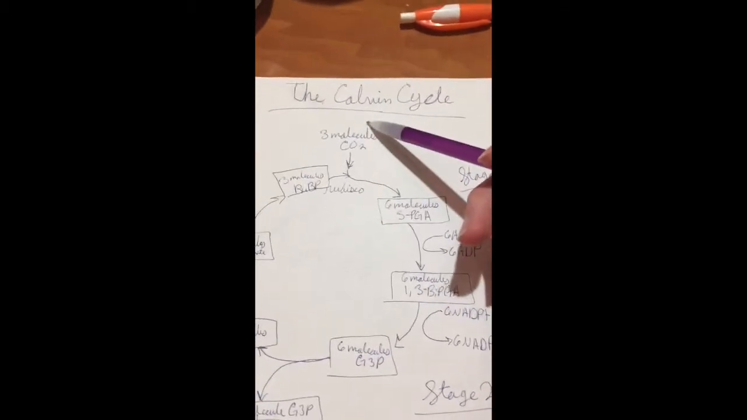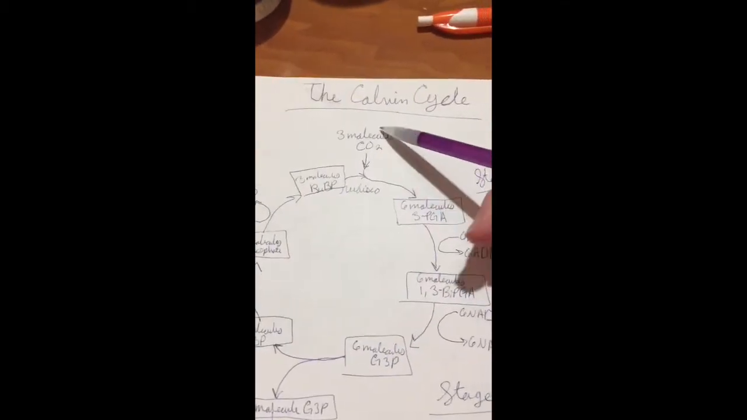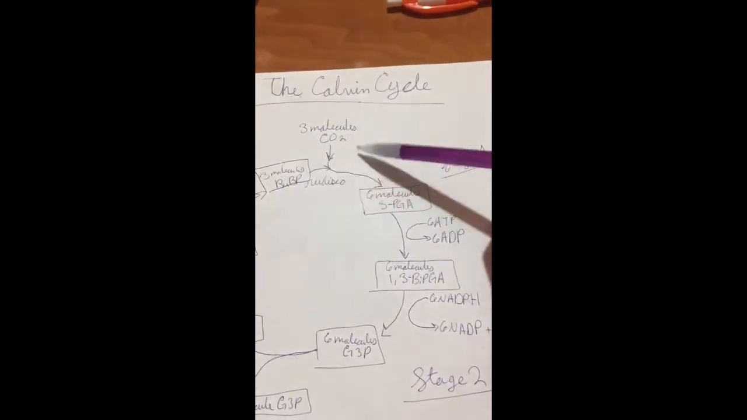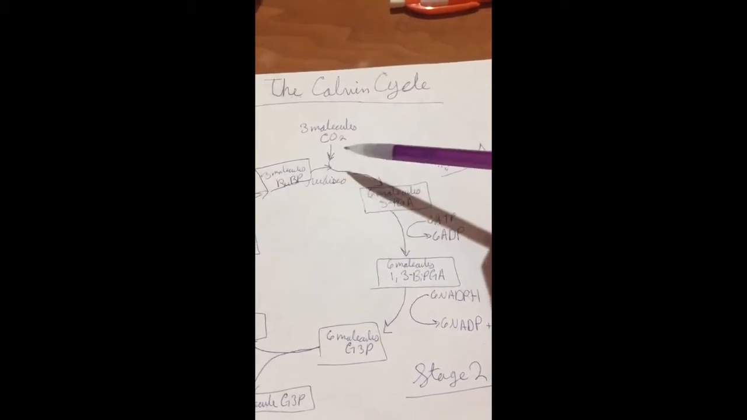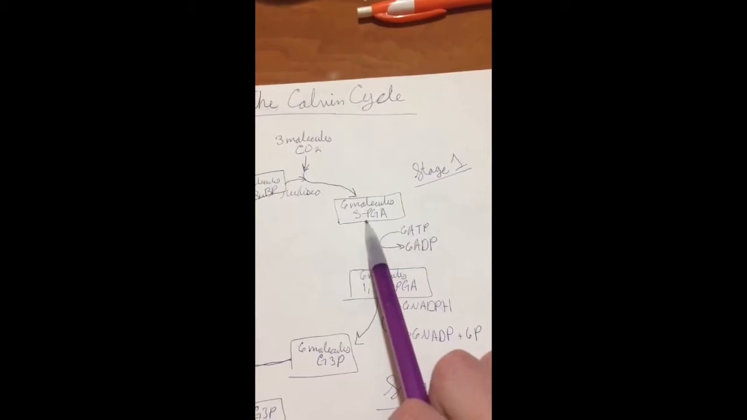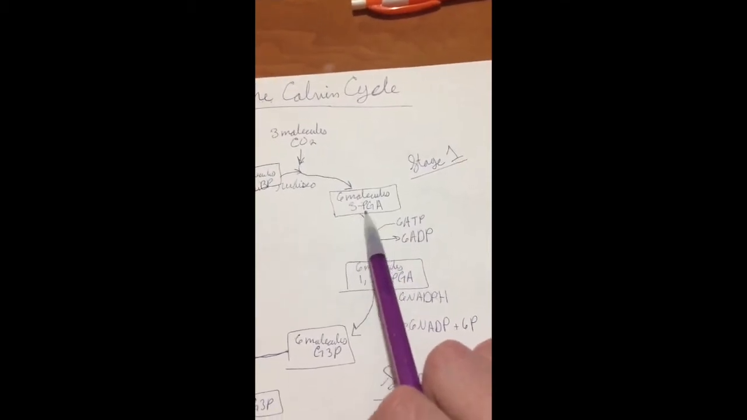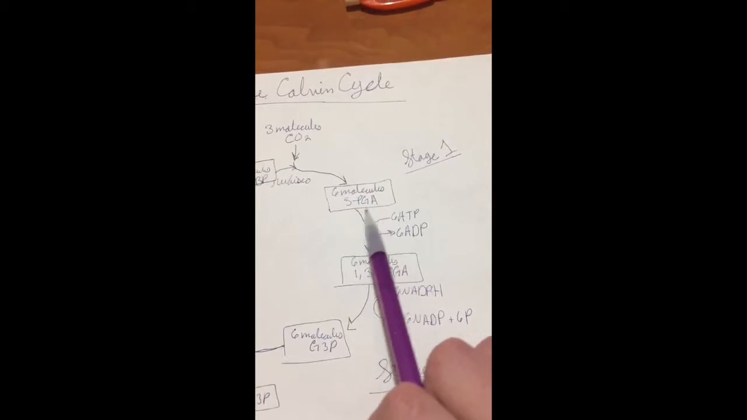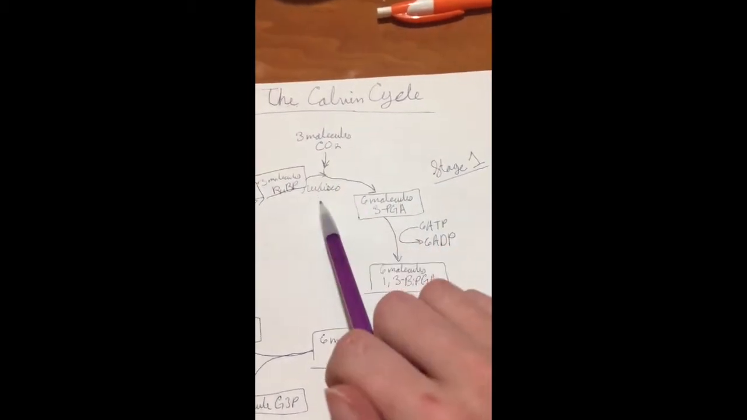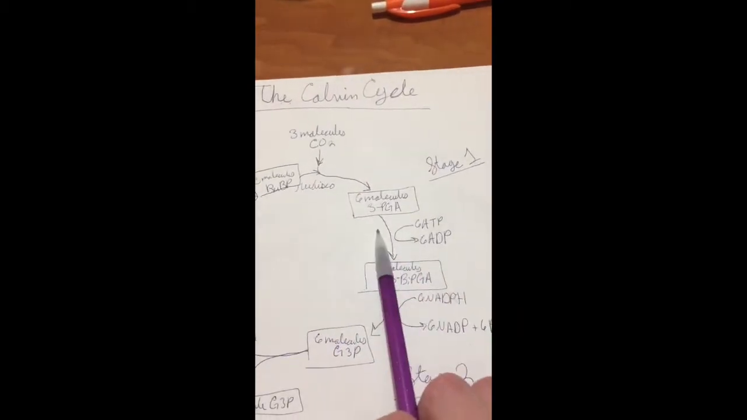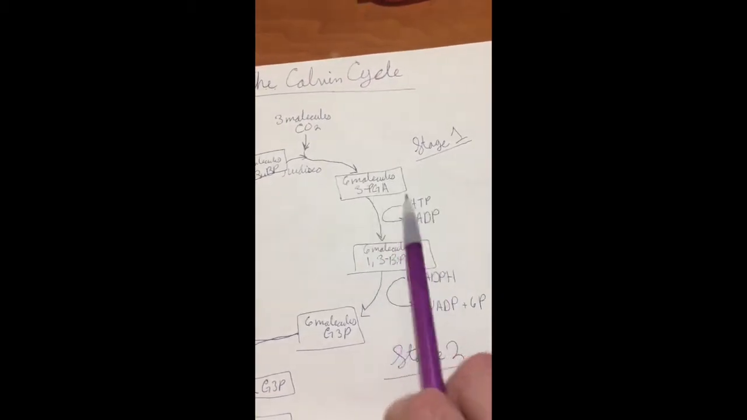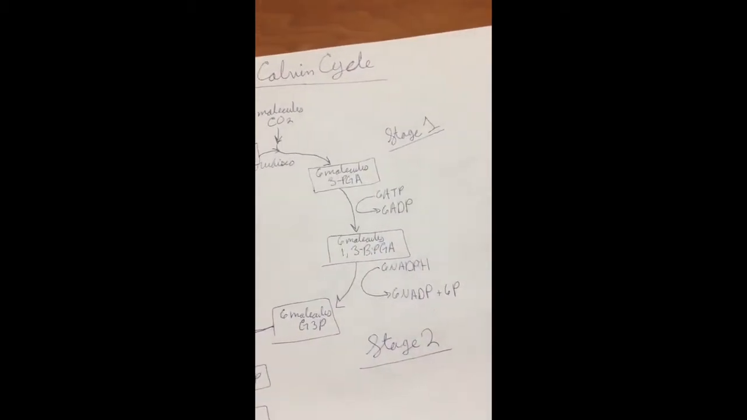So 3 molecules of carbon combine with Rubisco. It's like an acceptor molecule in order to make 6 molecules. I can't pronounce these words, so I'm just going to use the acronyms. The carbon has to combine with the acceptor in order to make 6 molecules of the PGA, the 3-PGA. It's like some sort of phosphate thing.